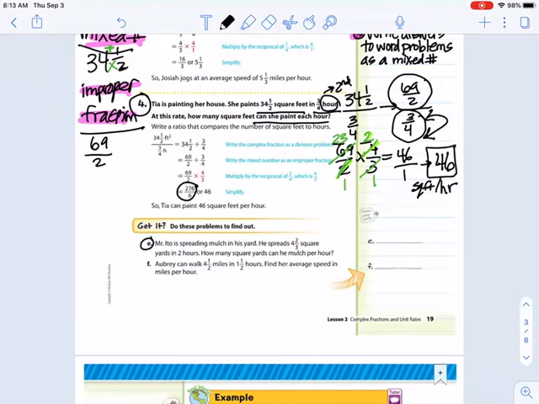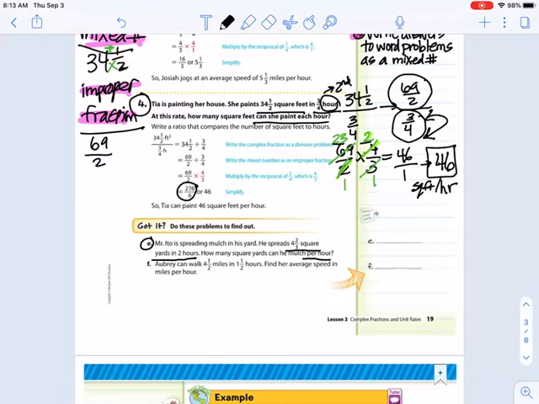So here we go. Mr. Ito is spreading mulch in his yard. He spreads 4 2/3 square yards in 2 hours. So you guys might notice by now that you'll see me underlining. And I like to underline the important information as well as the question because it helps me to stay focused on my problem. And we want to know how many square yards can he mulch per hour.